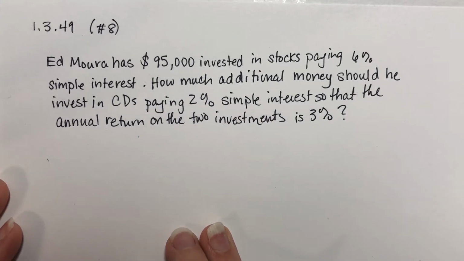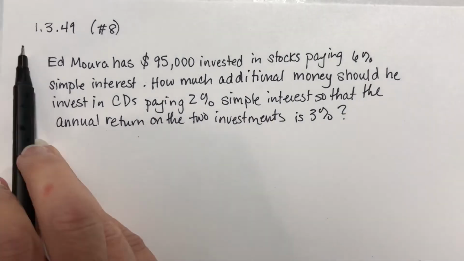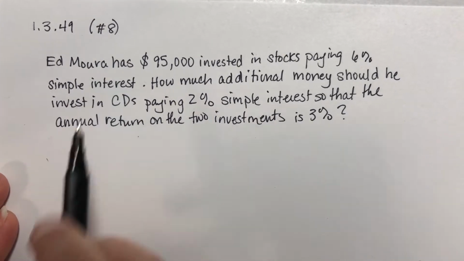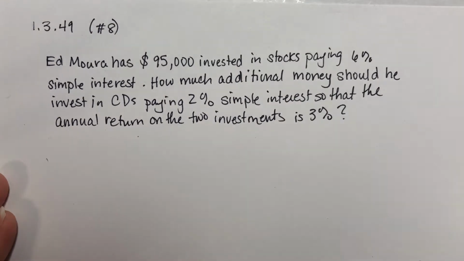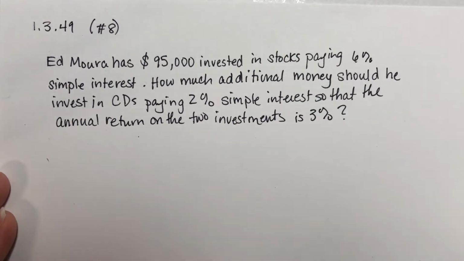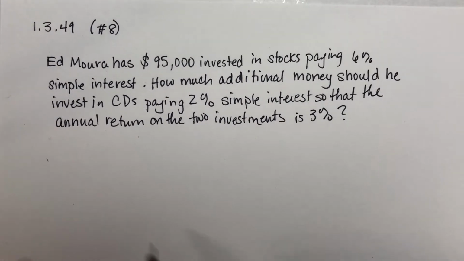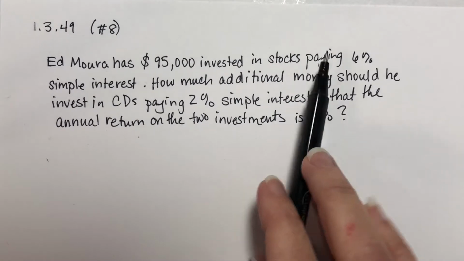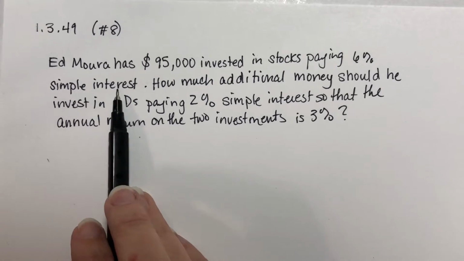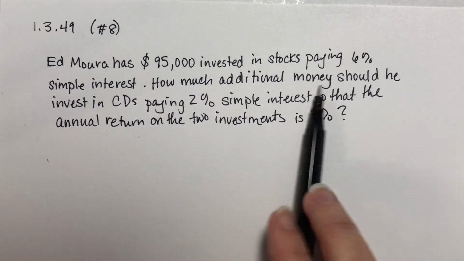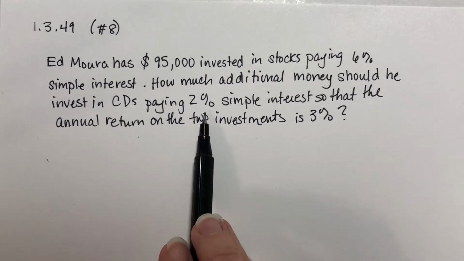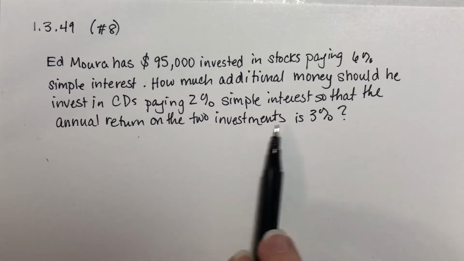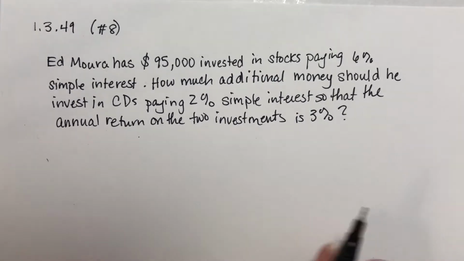Okay, I've had a request to work problem number 1.3.49, which is number 8 in your homework. I've written down my problem, and remember my numbers are likely different from yours, but you should be able to follow along. Okay, Ed Mora has $95,000 invested in stocks paying 6%, simple interest. How much additional money should he invest in CDs paying 2% simple interest so that the annual return on the two investments is 3%?